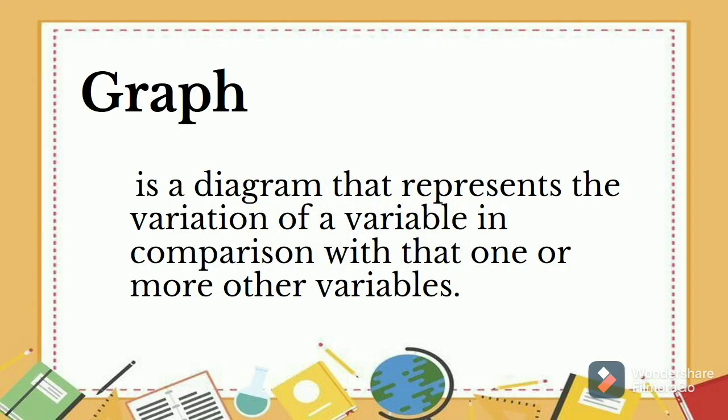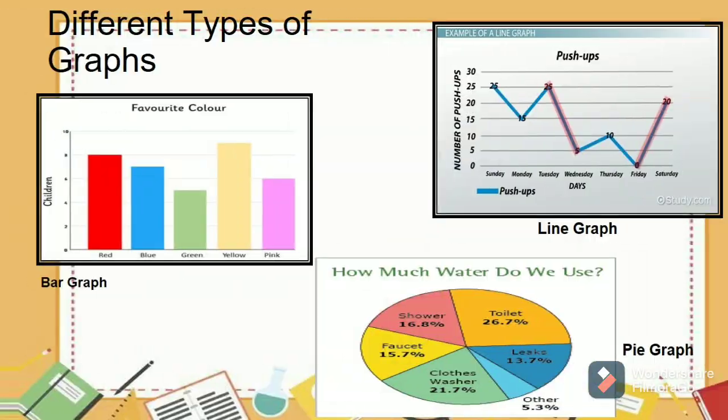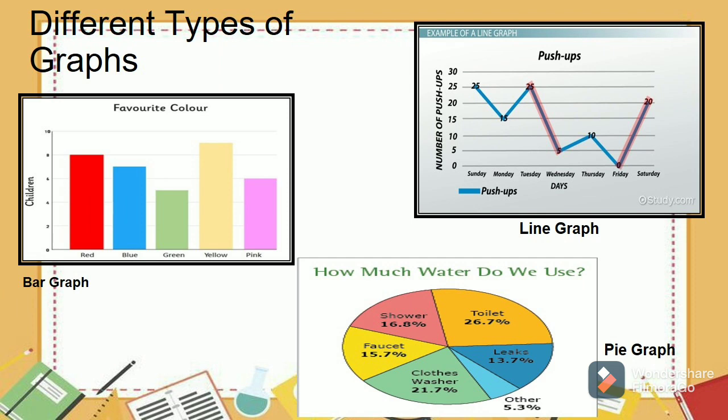Graph. It is a diagram that represents the variation of a variable in comparison with one or more other variables. A graph is also known as a chart, which people use to compare different kinds of data or information. There are different types of graphs: the bar graph, line graph, and pie graph.